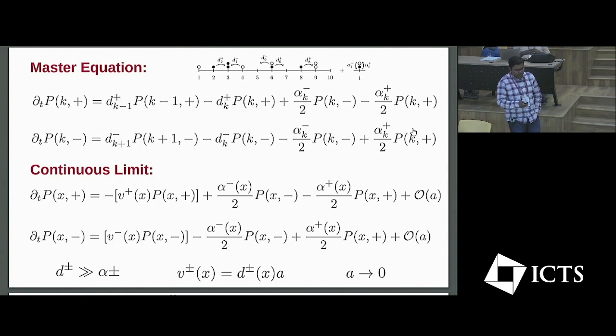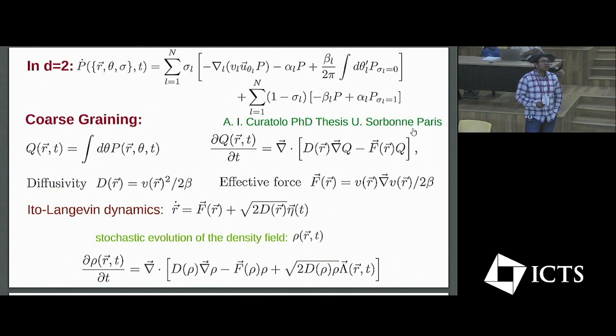Next, we write the continuum limit, and this is what it looks like. In 2D, this is the master equation we have. Okay, so we have introduced a dynamical variable sigma here. Sigma is 1 when we are in the jump state, and sigma is 0 when we are in the tumbling state. Next we coarse grain this equation. To coarse grain it, we define a variable Q(r,t), which is the probability of finding a particle irrespective of its direction of motion, and we also sum over sigma.